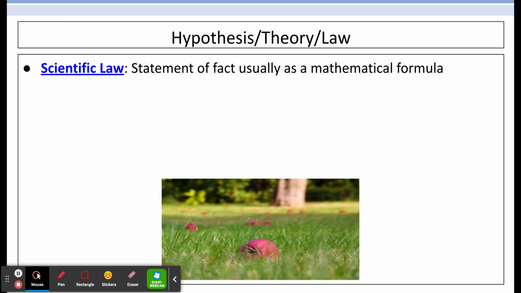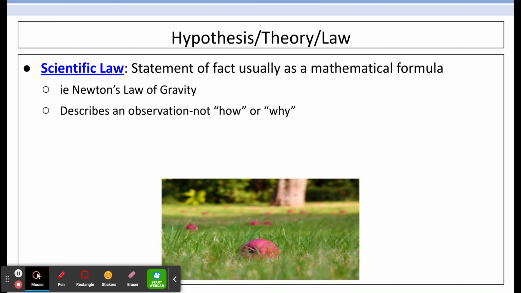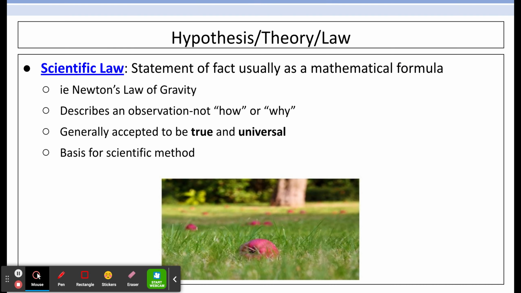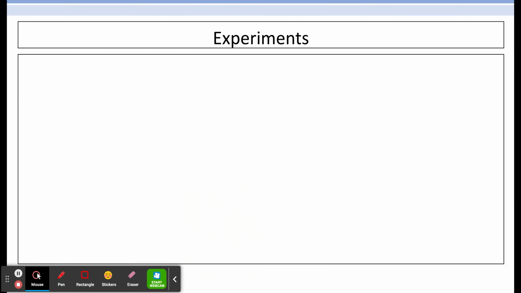So a law is usually a mathematical formula. For example, Newton's law of gravity, which is why that picture is the apples, it describes an observation, not how or why. It is generally accepted to be true and universal. It's a basis for scientific method. We actually don't have that many laws, especially when we get to biology. There are quite a few, but not as many as you would think.